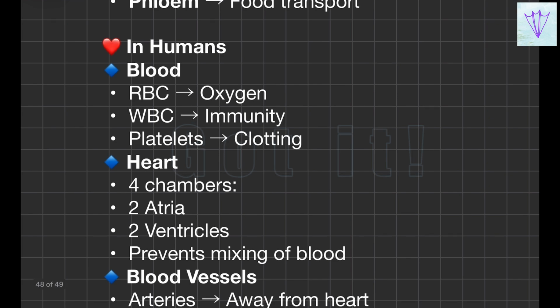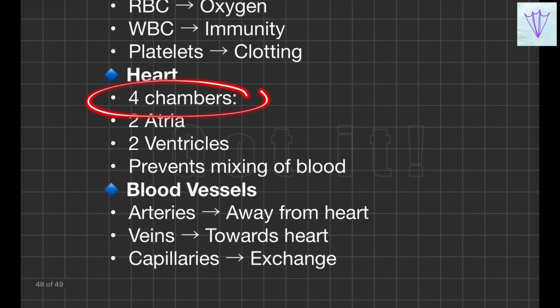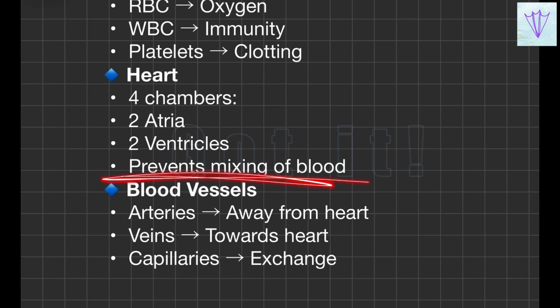So next, heart. In the heart, we have 4 chambers, 2 atria and 2 ventricles, and it prevents the mixing of blood as well. The advantage of having 4 chambers is that there will be no mixing of blood. We also have a 3 chambered heart and a 2 chambered heart as follows.